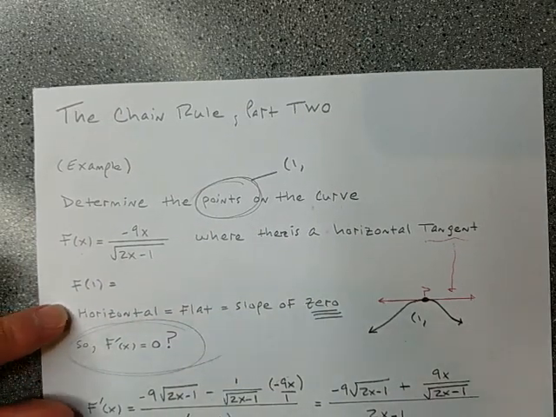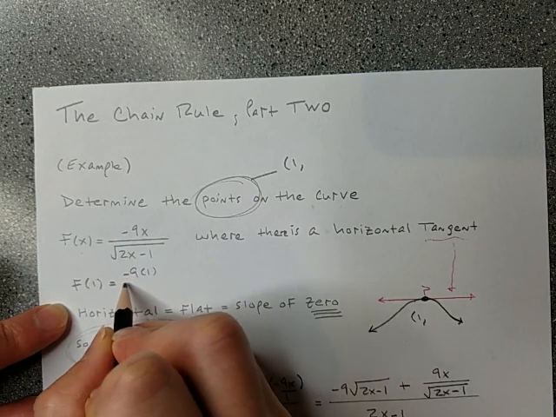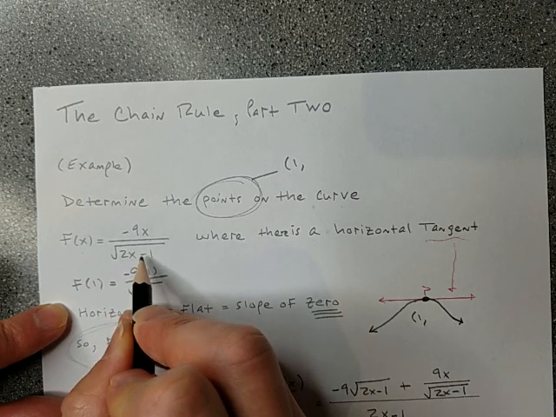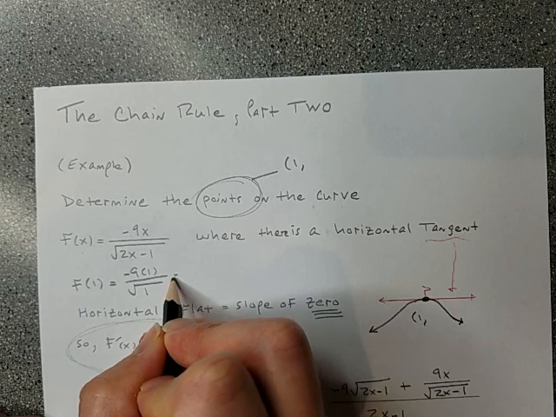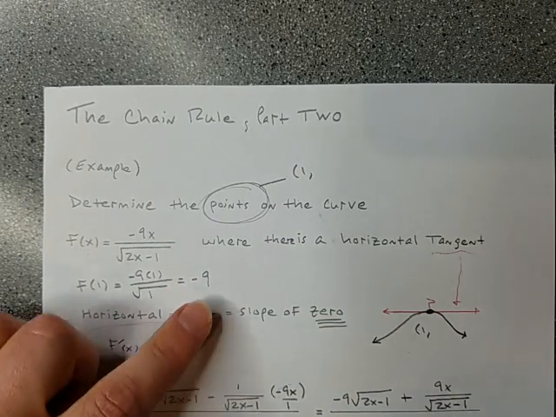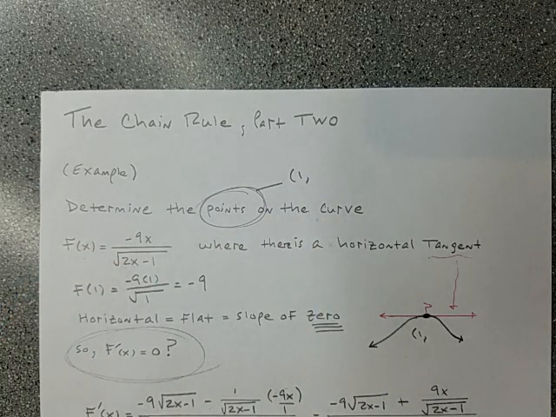All right, so let's see. Put 1 in for x here. I get negative 9 times 1 over root, what's 2 times 1 minus 1? So 2 times 1 is 2, minus 1 is 1. So that's going to be negative 9. All right. That's the y-coordinate that goes with that x-coordinate. That's the point on the curve.